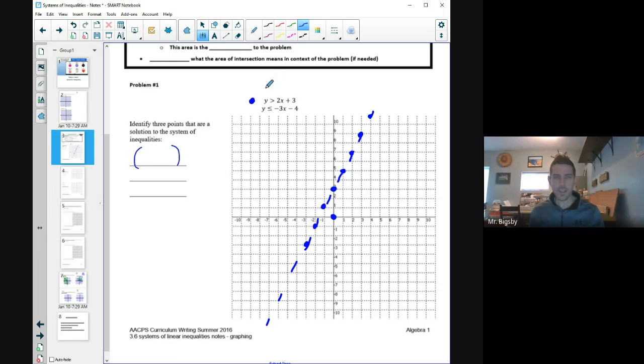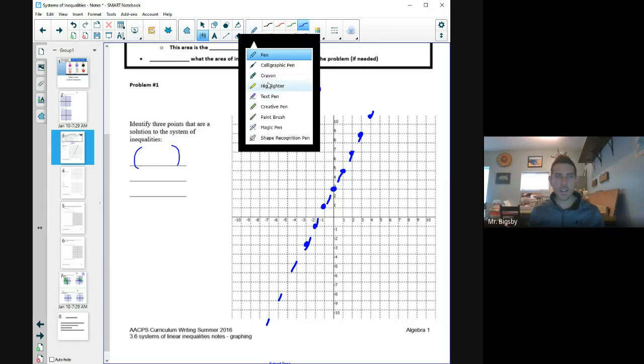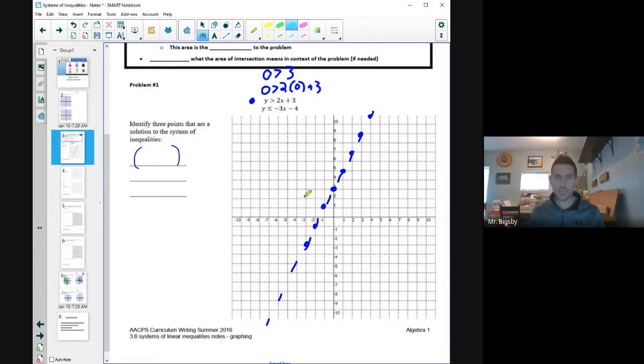Well, let's plug in y of 0 and x of 0, and see, is that true or not? Is 0 greater than 2 times 0 plus 3, which is 3? Is 0 greater than 3? No, 0 is not greater than 3, which means this little ordered pair down here is not a solution. We cannot shade 0, 0. We're going to need to shade on the other side of the boundary line.